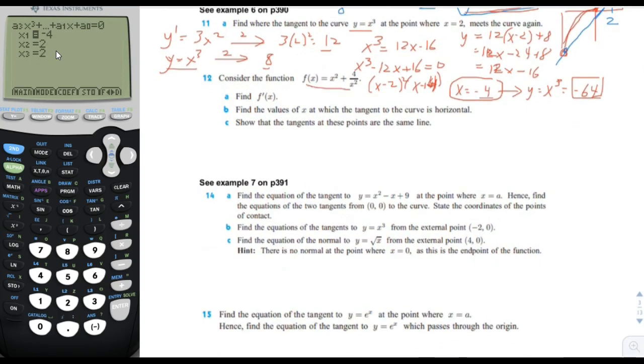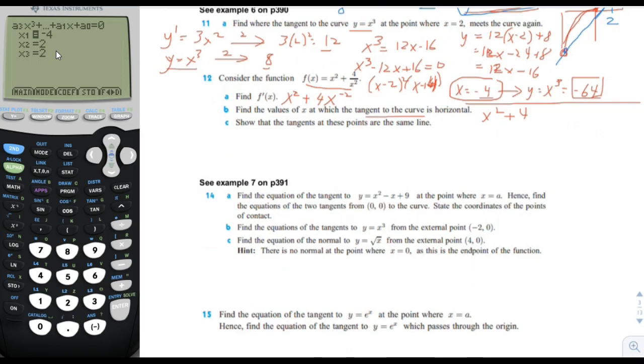Consider the function f of x equals x squared plus 4 divided by x squared. Find the derivative. Now, just to make it easier, we're going to write the power in the numerator. So we do that. And then we're going to figure out when is the tangent to the curve horizontal, which means when is the gradient 0.